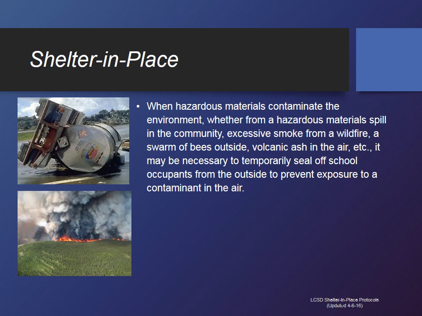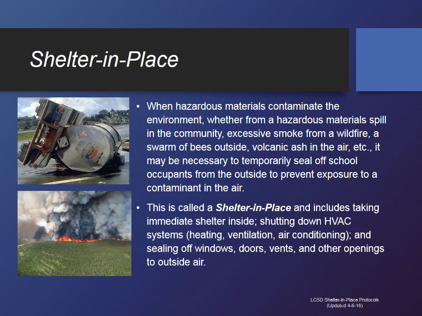When hazardous materials contaminate the environment, whether from a hazardous material spill in the community, excessive smoke from a wildfire, a swarm of bees outside, volcanic ash in the air, etc., it may be necessary to temporarily seal off school occupants from the outside to prevent exposure to a contaminant in the air. This is called a shelter in place and includes taking immediate shelter inside, shutting down HVAC systems, that's heating, ventilation, and air conditioning, and sealing off windows, doors, vents, and other openings to outside air.